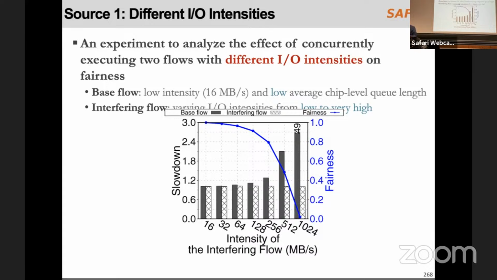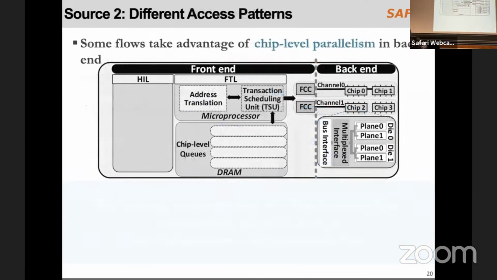So as a takeaway, when we have two flows and one has high intensity and the other low intensity, the high intensity flow doesn't really get affected much when it runs with the low intensity one. But on the other hand, the low intensity flow experiences a lot of slowdown, and that's the source of unfair execution.